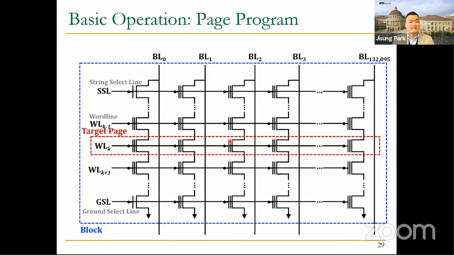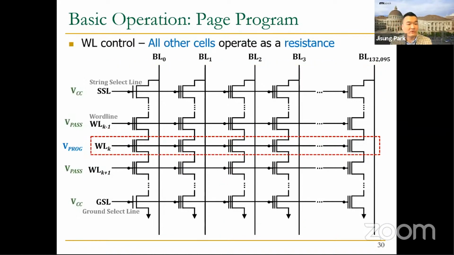Okay, let's dive into how NAND flash memory programs a page. Here we assume a single level cell NAND flash memory that stores a single bit per cell. So the words word line and page can be used interchangeably, right? To program word line K, our target word line, first we need to apply proper voltages to each word line in the block, such that all other, non-target cells operate as a resistance.